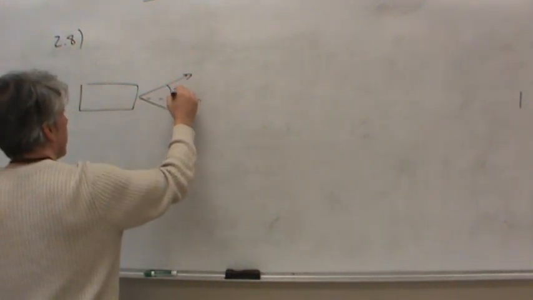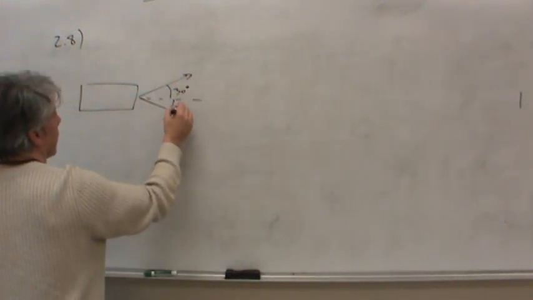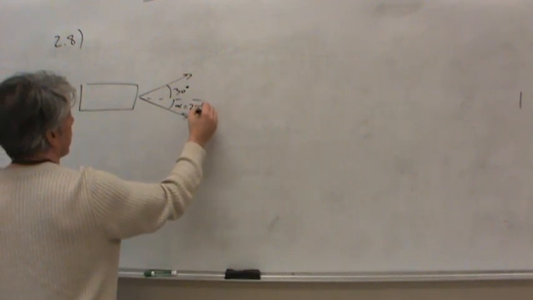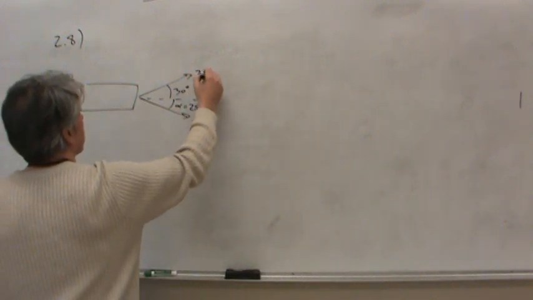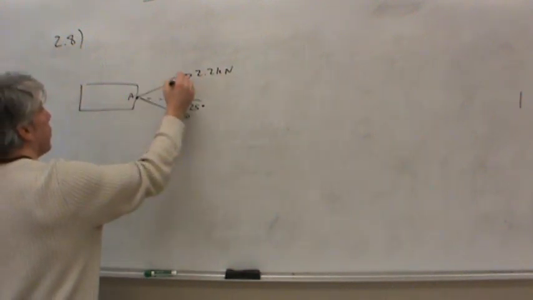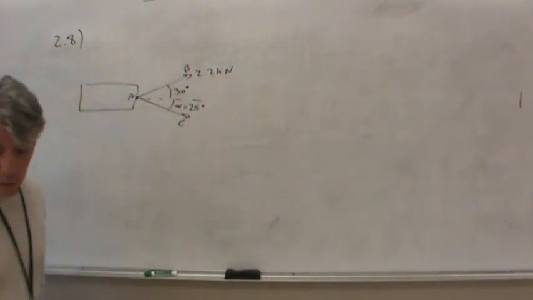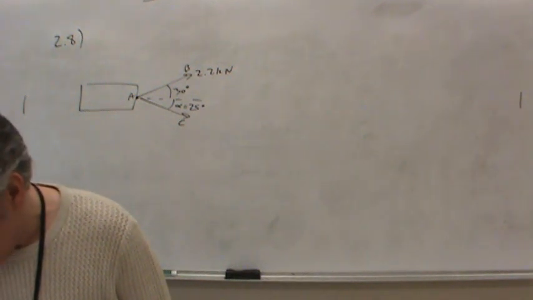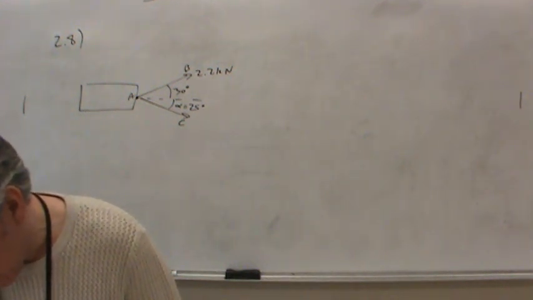Anyway, there is a 30-degree angle here, and they called this angle alpha, but then they told us that it equals 25 degrees. And this is 2.2 kilonewtons, I believe. I'm doing this from memory. This is point A, point B, and point C. Let's see how much of that I got right. B, C, 30, yeah, 2.2.